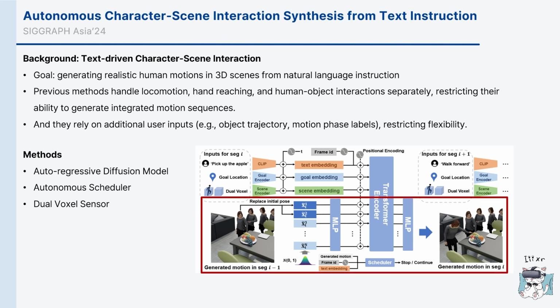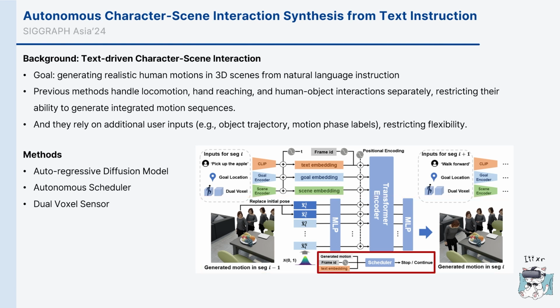First, it employs an autoregressive diffusion model, which generates motion in short segments and seamlessly stitches them together. By working segment by segment, the system can handle everything from pacing locomotion to intricate manipulations in a unified way.